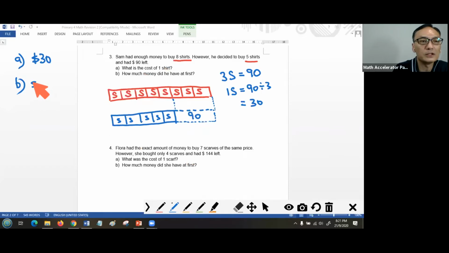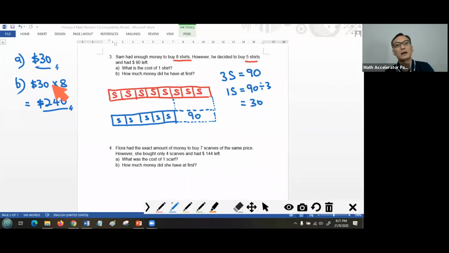So for B, remember, he has enough money to buy 8 shirts. So it should be $30 times 8, and that will give us an answer of 240. So 240 will be the answer for part B. How many of you got the answer just like me? Type me too. If you are new to this question and you're able to follow, just type follow.